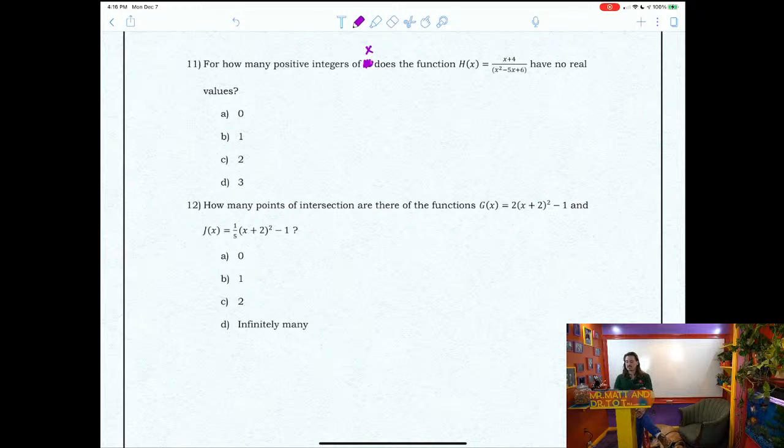Number 12 asks, how many points of intersection are there of the functions g of x is equal to 2 times the quantity x plus 2 quantity squared minus 1, and j of x, which is equal to 1/5 times the quantity x plus 2 quantity squared minus 1. I'll give you 6 minutes, and 2 minutes in, I'll start to solve.